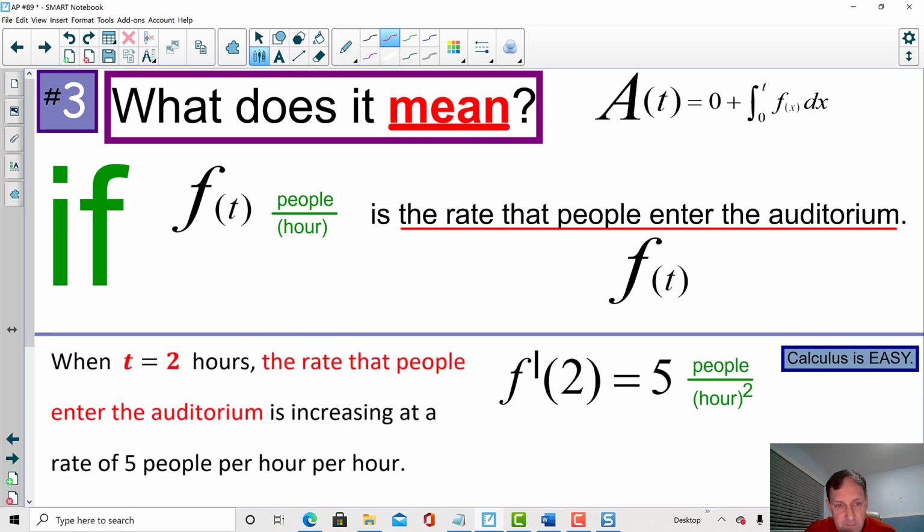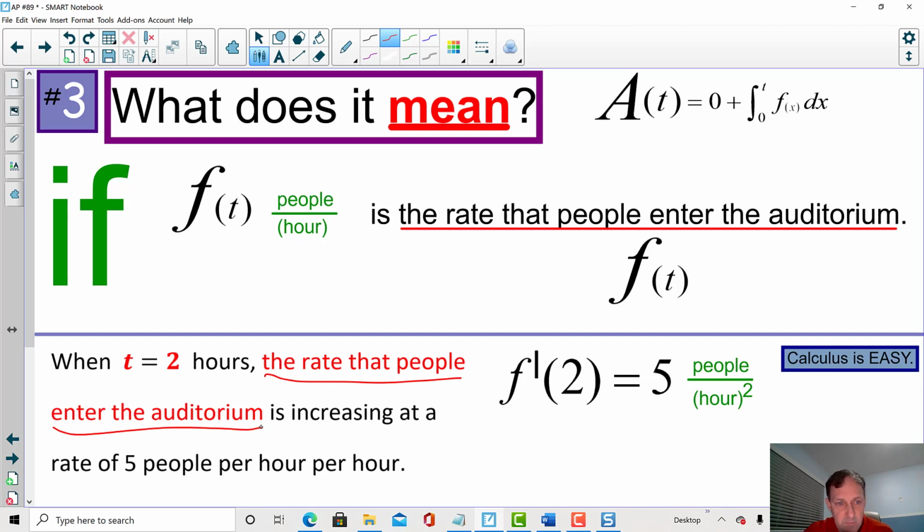There we go, I replaced the f with that red writing that you see right there. It says when t equals 2 hours, the rate that people enter the auditorium is increasing at a rate of 5 people per hour per hour. And I don't think there's any way you would have come up with that answer if you didn't do it the easy way that I talked about a second ago. The easy way would be to call all of this stuff just f.